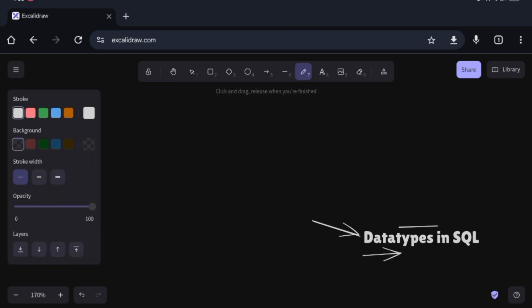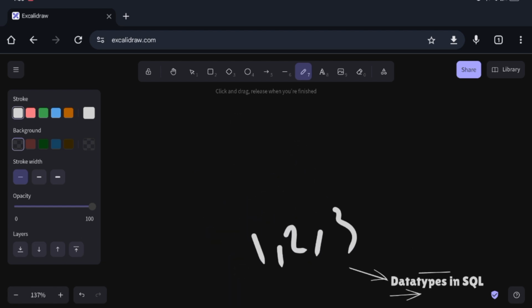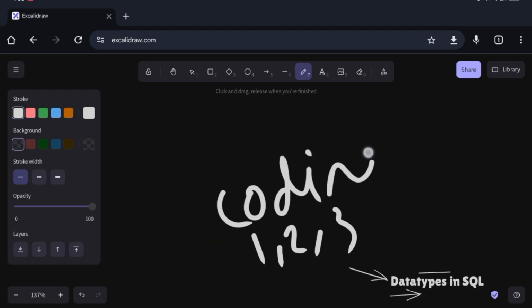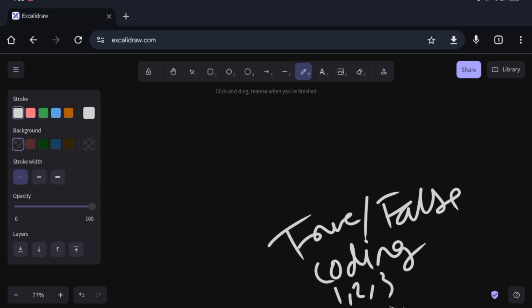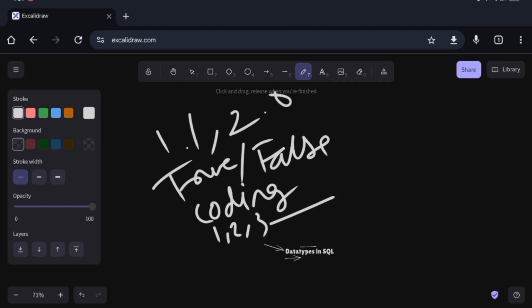There are types of data like 1, 2, 3, or coding, or true, false, or 1.1, 2.0, and so on. This data type is known as the integer.